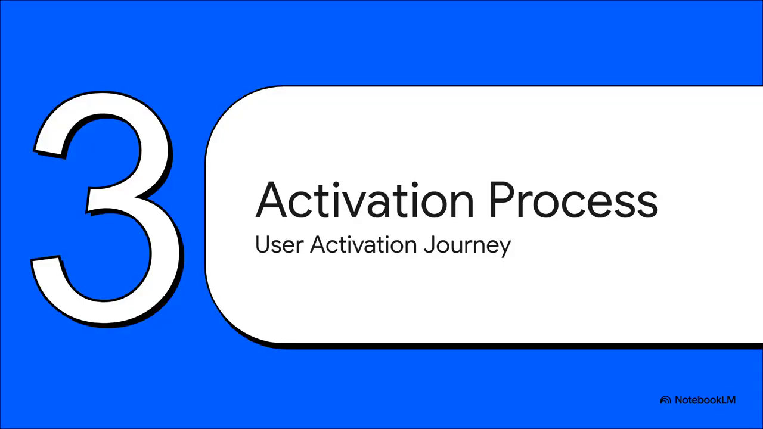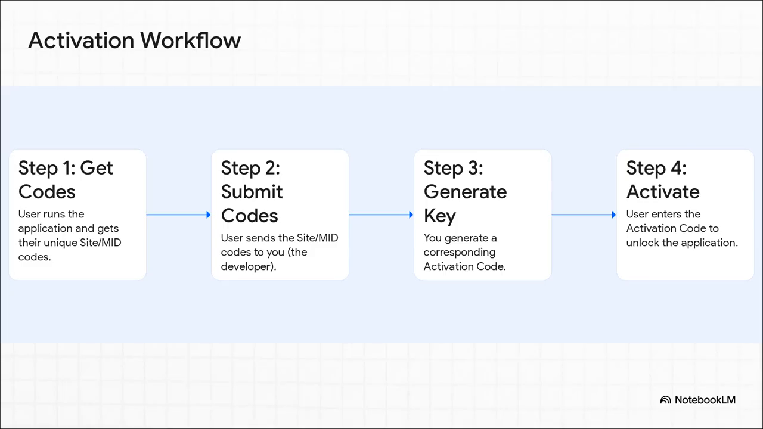Okay, so the machine is locked. Now what? How does a user actually go about activating their license? Let's walk through that process. The activation workflow is this really straightforward four-step dance. The user gets their unique codes from the app, they send them over to you. You then take those codes and generate a matching activation code. The user pops that code back into the application and boom, it's unlocked and it's permanently tied to their computer.